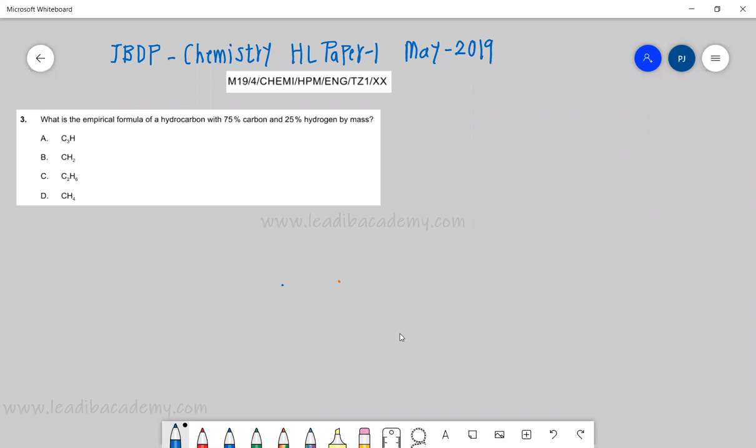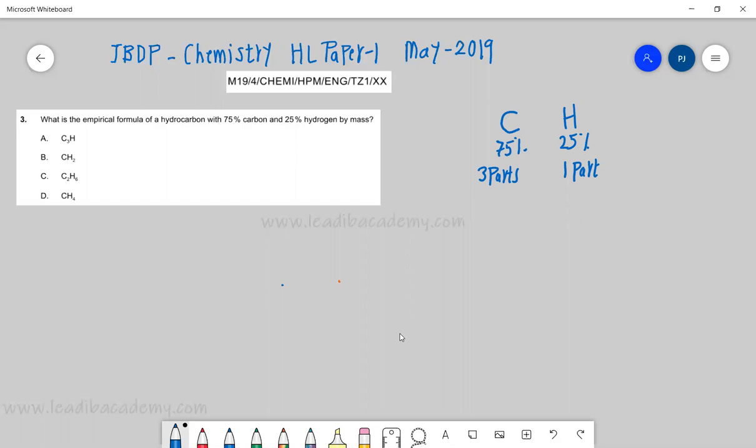Okay. So now let's look into question number 3. What is the empirical formula for a hydrocarbon with 75% carbon and 25% hydrogen? So what is given? Carbon is 75% by mass and hydrogen is 25%. Simple, so it means 3 parts of carbon and 1 part of hydrogen. So let's start looking into this.